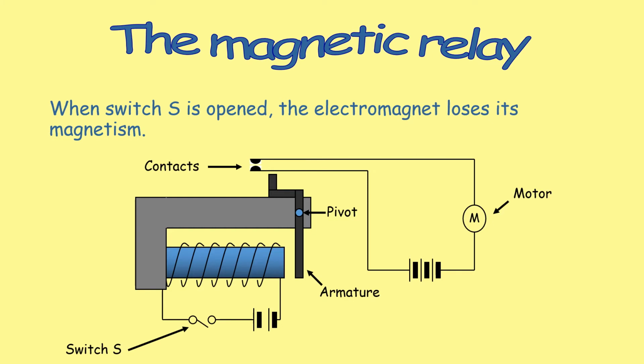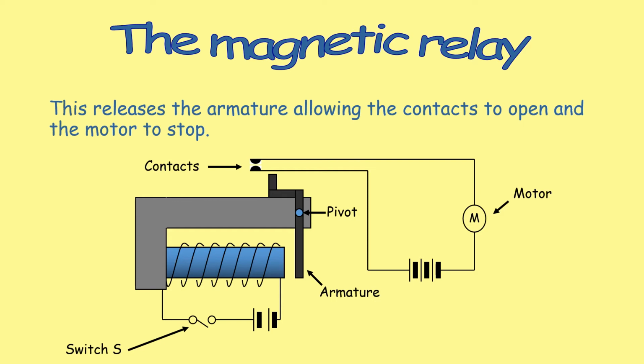When switch S is opened, the electromagnet loses its magnetism, and this releases the armature, allowing the contacts to open and the motor to stop. So this is where it's being attracted just here.